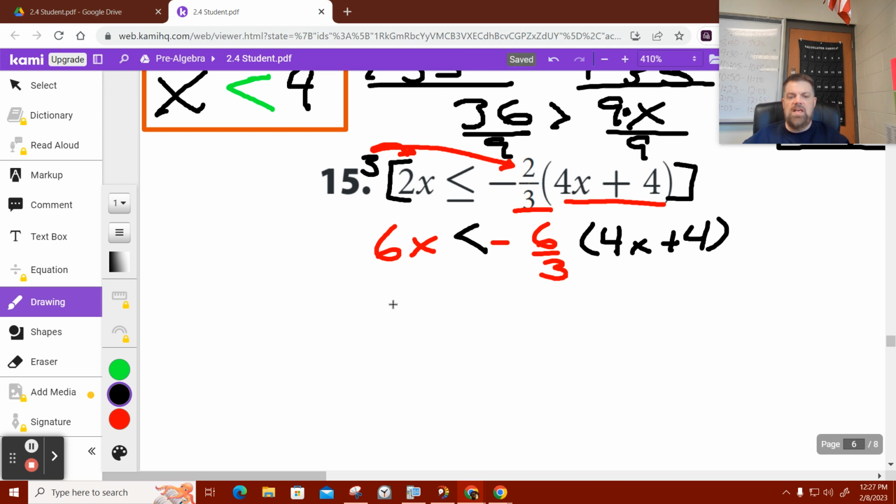This stays the same. What is negative, what's 6 divided by 3?